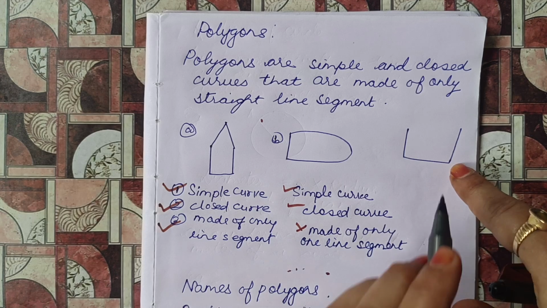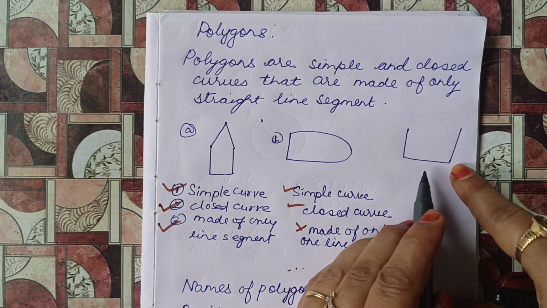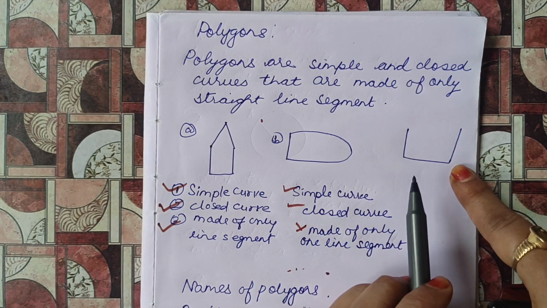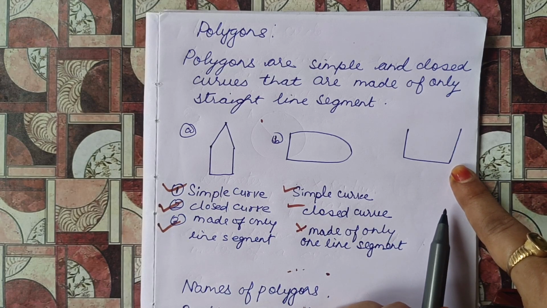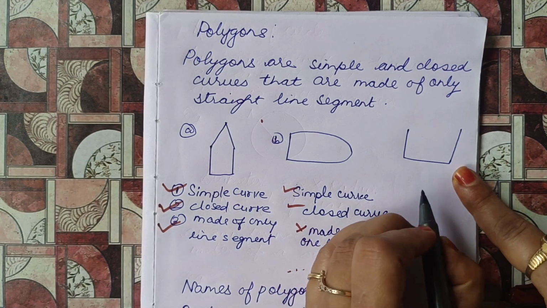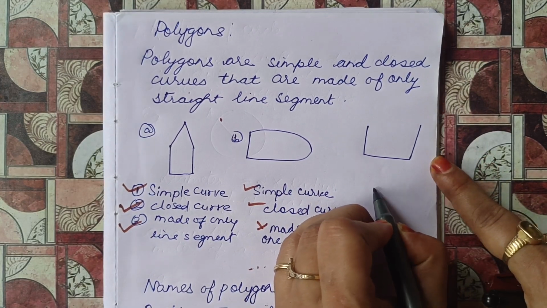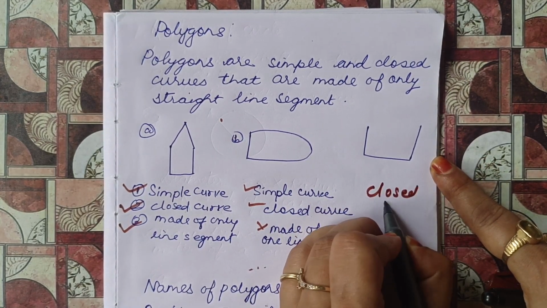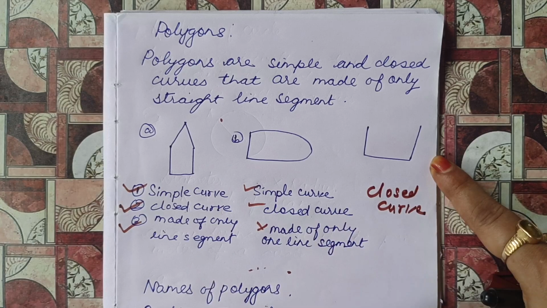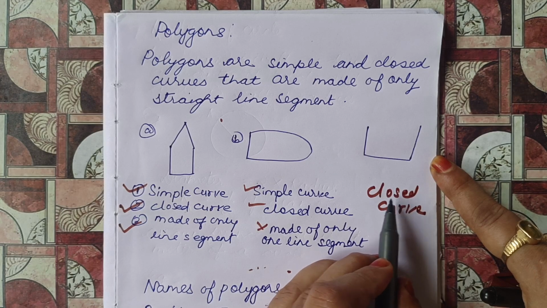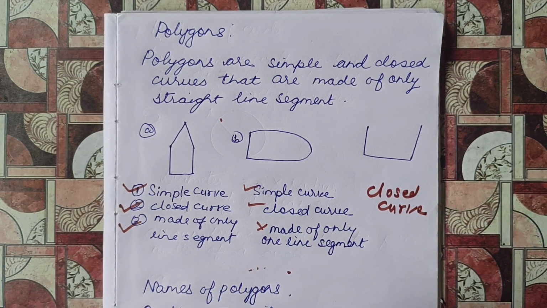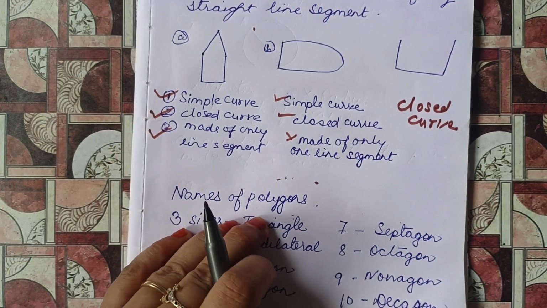And this one is also not a polygon because it is a simple curve, but it is not a closed curve. This figure does not have a closed curve, though it is made of only line segments. This is true, but for this figure, this particular statement is not true, so it is not a polygon.